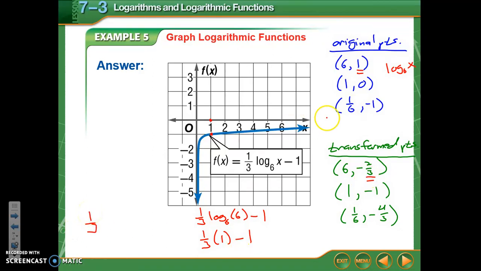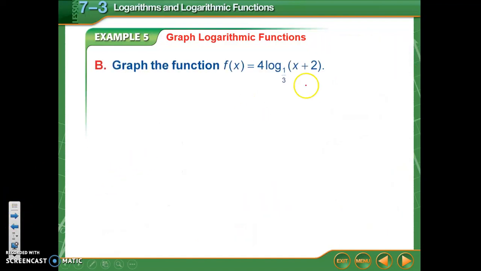Same thing, when I plug in 1, I would usually get 0, right? So 1/3 times log base 6 of 1, minus 1. Log base 6 of 1 is 0. So 0 minus 1 is negative 1. So you can kind of see how the transformation is working. It's taking the y coordinate and multiplying it by 1/3, so it's compressing it and making it smaller, and then subtracting 1.